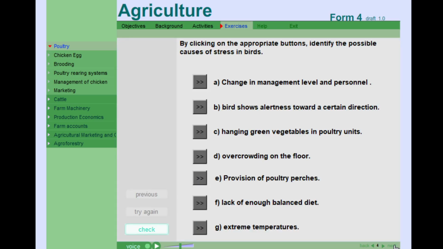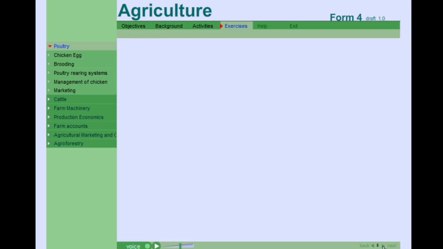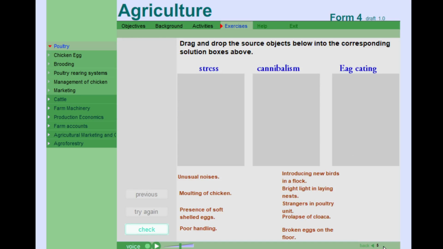By clicking on the appropriate buttons, identify the possible causes of stress in birds. The list below are possible causes of either egg eating, cannibalism, or stress. Drag and drop each under the appropriate column in the table below.